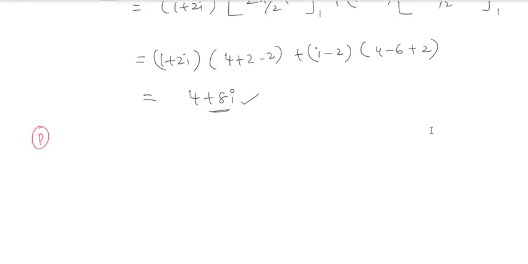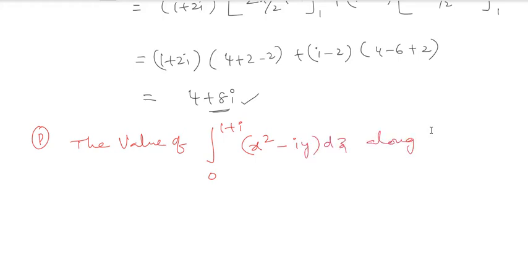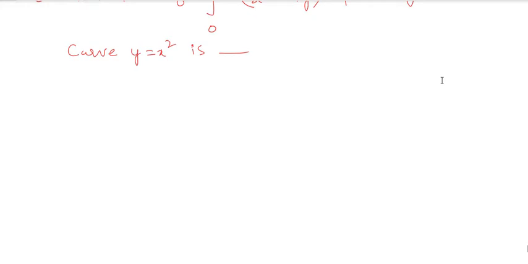Next, can you try one more problem based upon that? Find the value of the integral from 0 to 1 plus i of (x square minus iy) dz along the curve y is equal to x square.